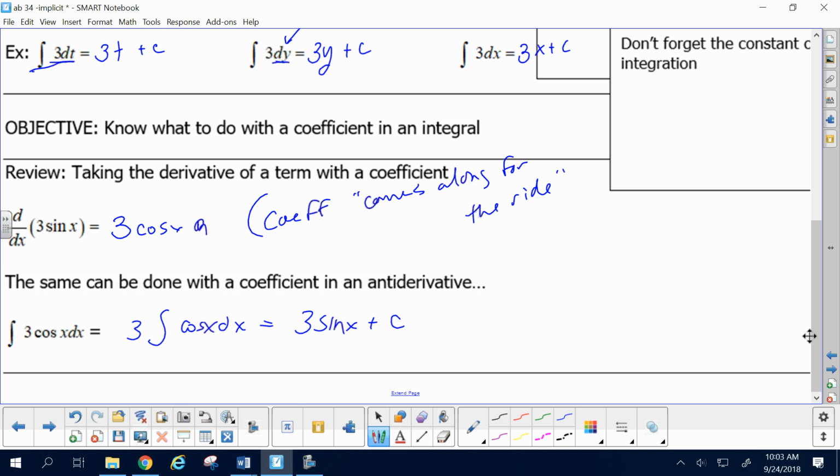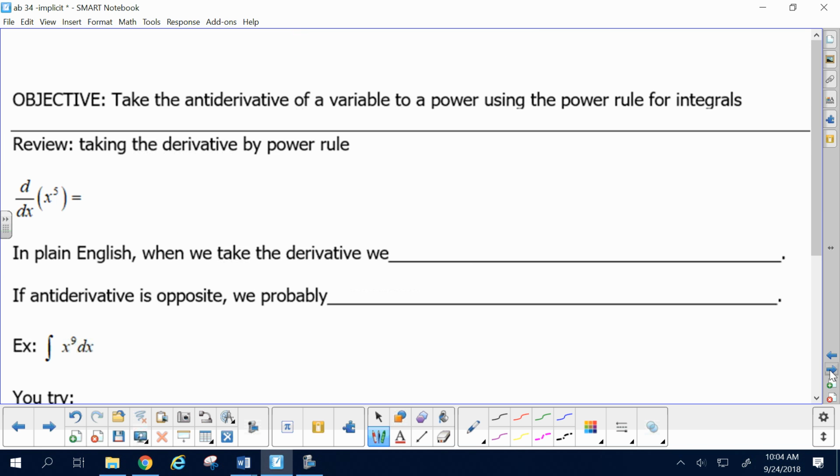Yes? The first one should be negative. The derivative of sine is part of it, isn't it? The derivative of cosine is negative. Yeah, sorry. The integral of sine would be negative cosine. You're right. Okay. All right.